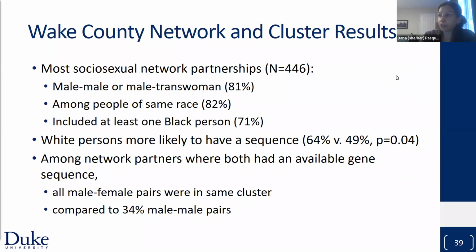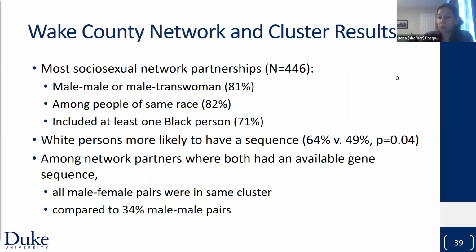Doing a little bit more analysis, there were 446 contact tracing relationships in the network. Most of them involved 2 males or a male and a trans woman. Most involved people of the same race, and the majority of edges included at least 1 Black person. There was no difference in age or gender with respect to having a sequence for analysis, but white people were more likely to have a sequence than people of any other race, despite being a minority in the data set.